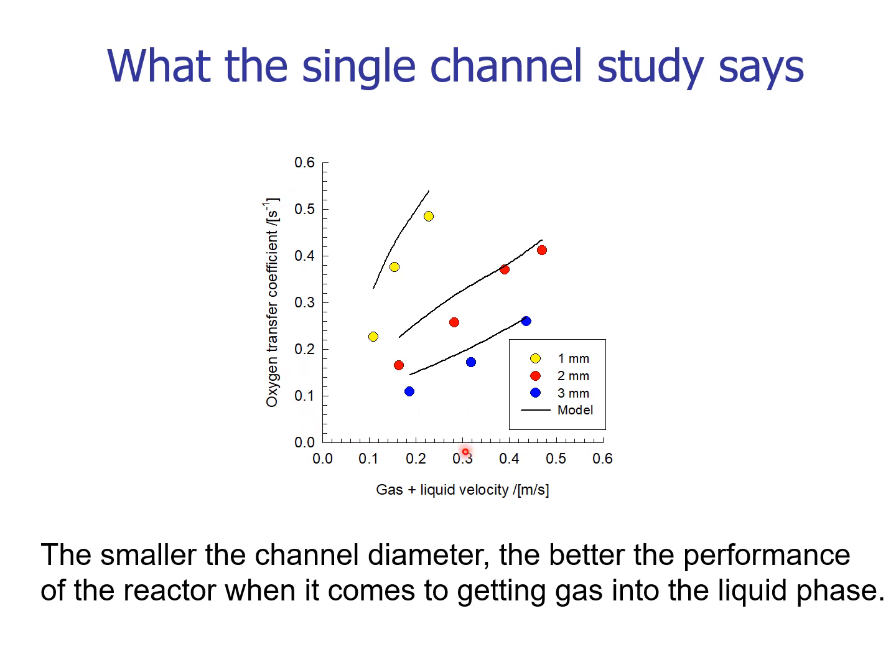This graph shows some experimental data on gas-liquid mass transfer, in particular oxygen mass transfer from the gas phase to the liquid phase in 3 different monolith constructions: 1 millimeter channel dimensions, 2 millimeter channel diameter, and 3 millimeter channel diameter. The mass transfer coefficient is significantly improved if the channel diameter is smaller.